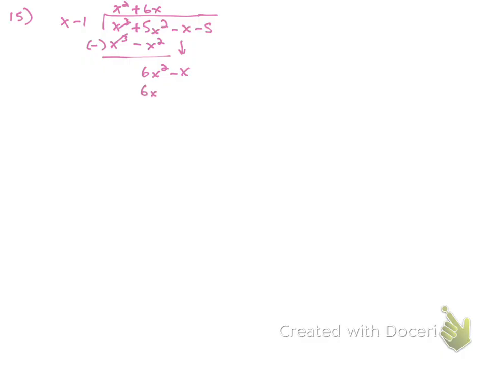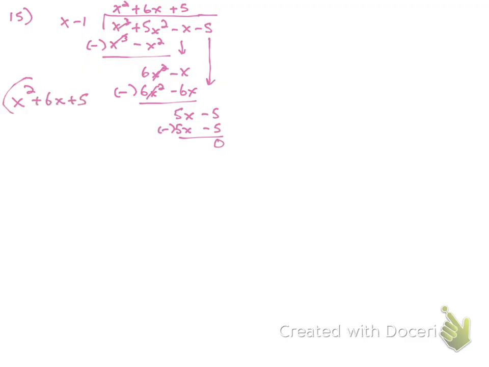Both terms, that gives me 6x squared minus 6x. Subtract, x squareds cancel. Plus 6x makes that 5x. Bring down the negative 5. Multiply by 5. Give me 5x. Always subtraction, so we get a remainder of 0. So that answer is x squared plus 6x plus 5.